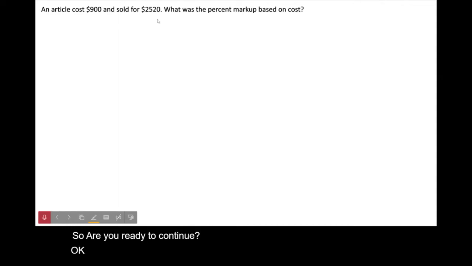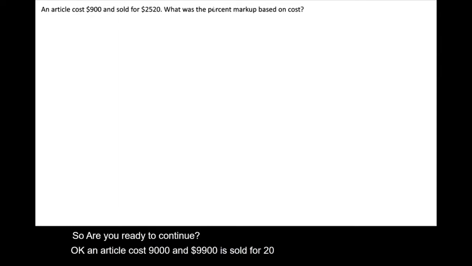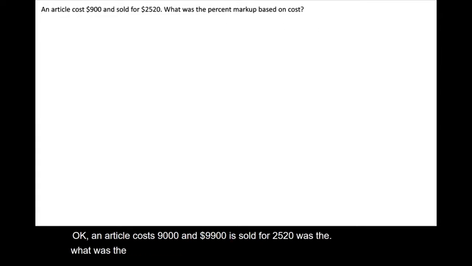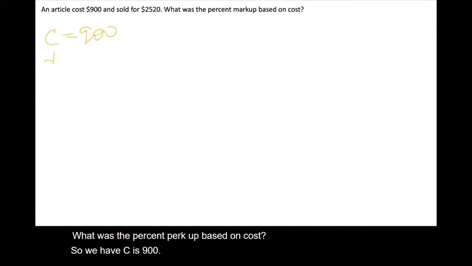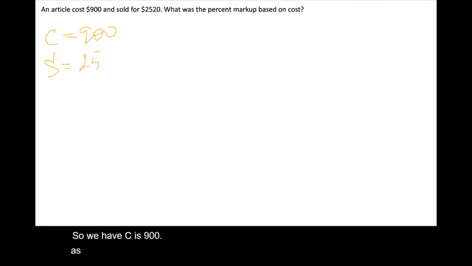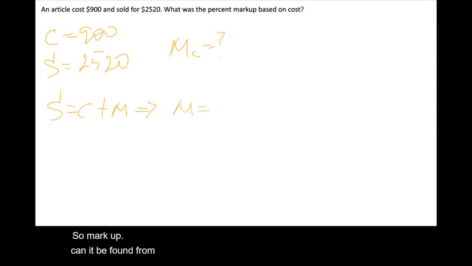Okay. An article cost $900 and sold for $2520. What was the percent of markup based on cost? So we have C is 900, S is 2520, and we need to find MC. So markup can be found from this formula.